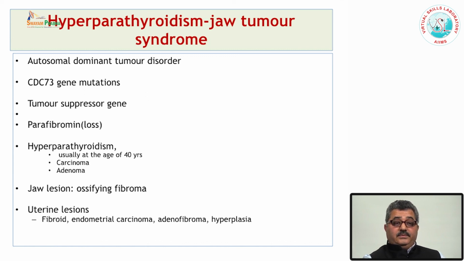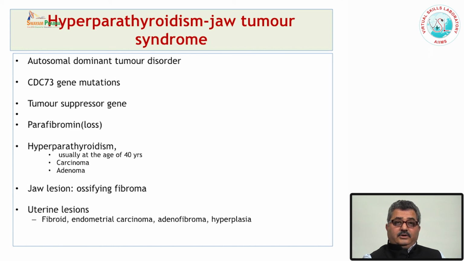Most of these patients present with hyperparathyroidism, usually at the age of 40, and some of these patients may have carcinoma or adenoma of the parathyroid gland. Another feature is the presence of jaw lesions, which are usually ossifying fibromas. There may be some uterine lesions, in the form of leiomyomas, endometrial hyperplasia, carcinoma, adenofibromas. These are some of the components of this syndrome, but hyperparathyroidism is the most important, along with the involvement of the jaw, which is associated with the hyperparathyroidism.